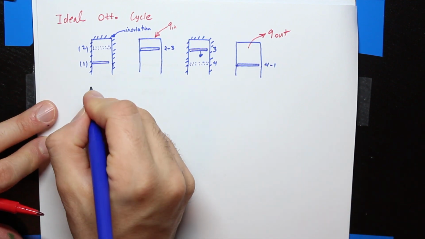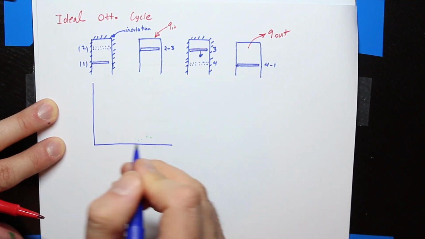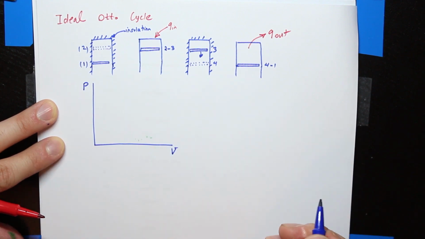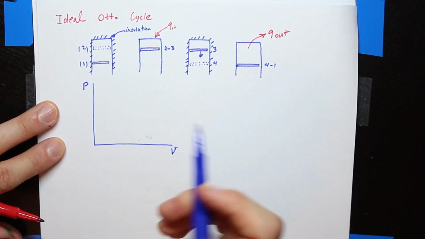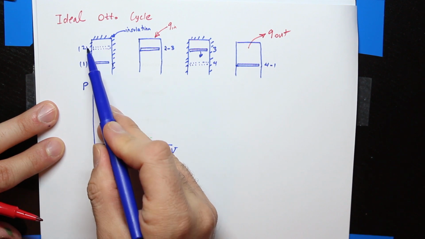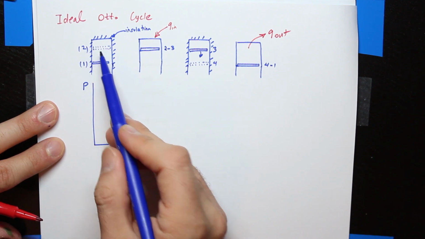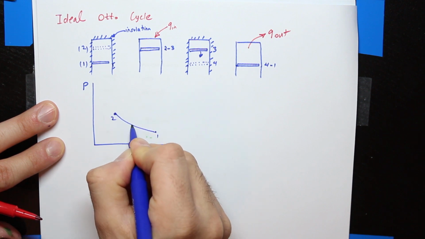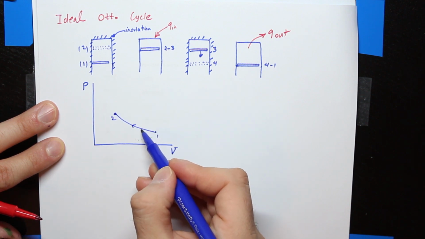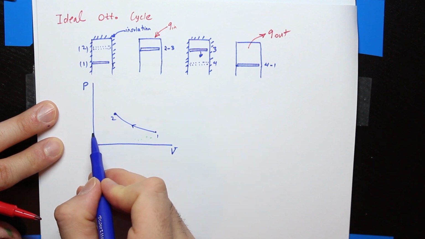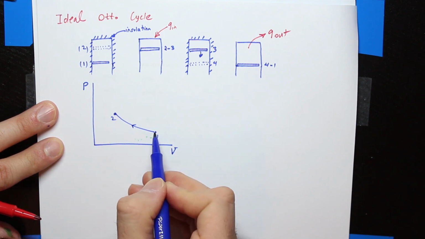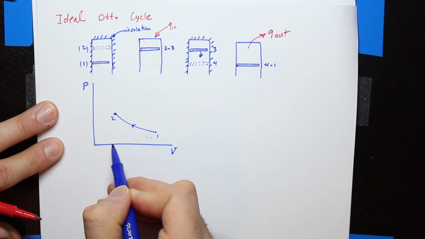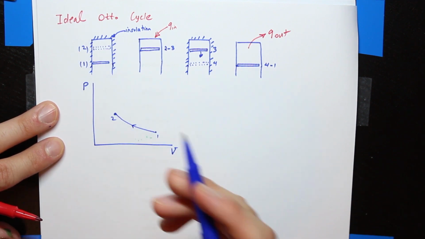Okay, if I want to show these processes on a PV plot, from 1 to 2, obviously the pressure is increasing and the volume is decreasing. Let's say this is my 1 and this is my 2. The pressure is increasing as I go from 1 to 2, from this pressure to this pressure, but also the volume is decreasing, from this volume to this volume. And this is exactly what we have here.